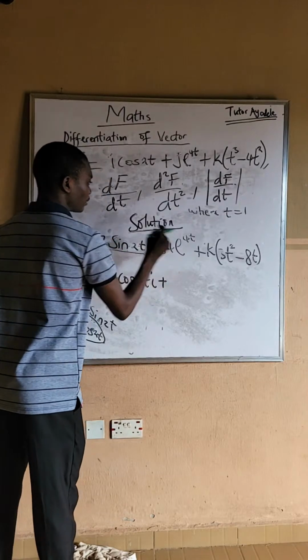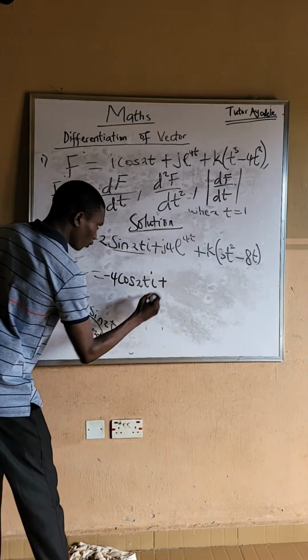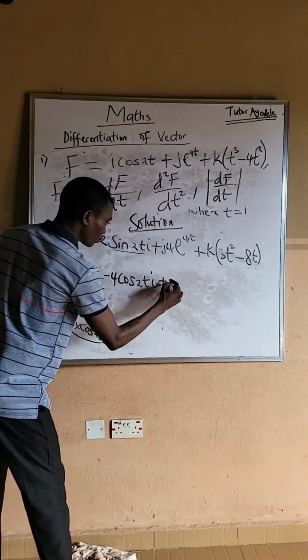Now we are differentiating this again. Here we have 4 already from before, so you can write the 4.